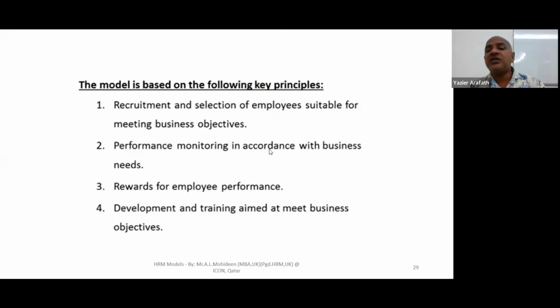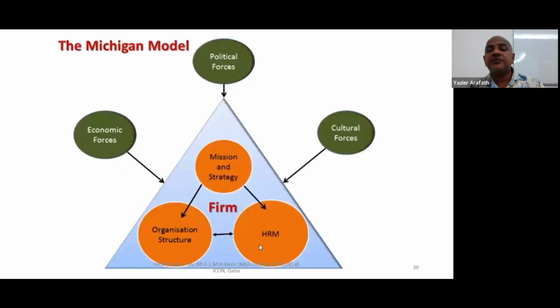And performance and monitoring should be there according to business needs. A reward system should be there accordingly, and the training and development meet the business objectives. So HR will always focus on business objectives. All the functions of HRM will be focused on business objectives. Accordingly, the structure will be there. And all the structures and HR functions are connected with the external things, connected with cultural forces, political forces, and economic forces. Those are external.